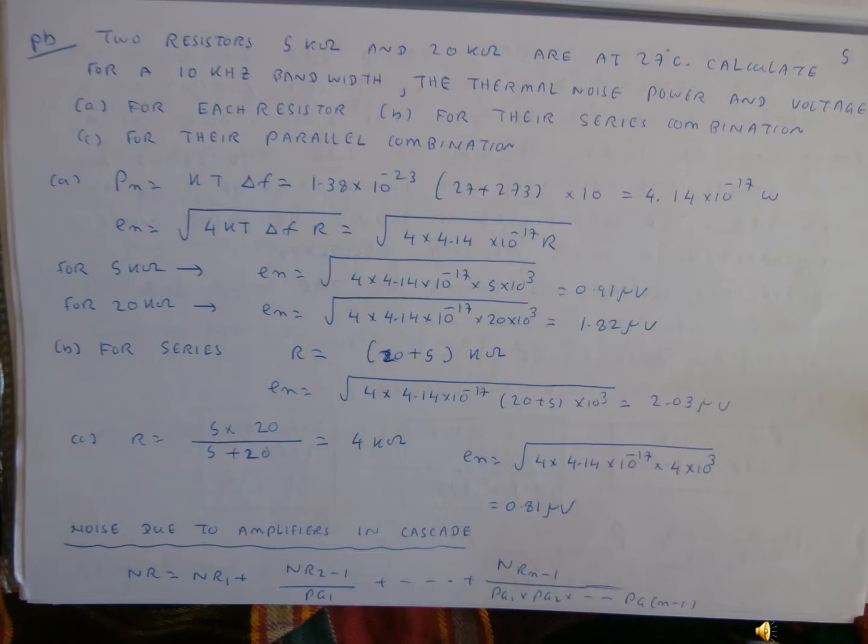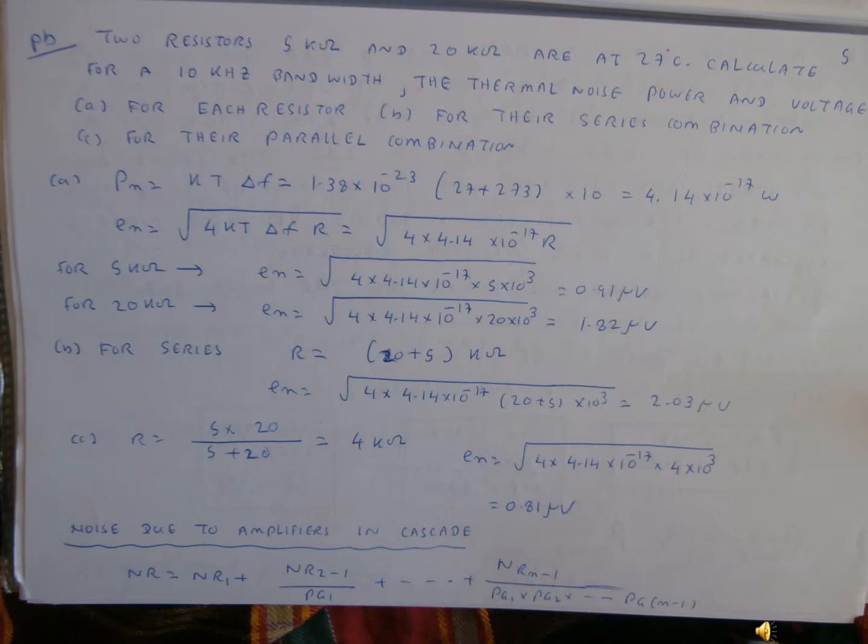For the parallel combination, R equals 20 multiplied by 5 divided by 5 plus 20, so 4 kilo ohm. E n equals the square root of 4 multiplied 4.14 multiplied 10 power minus 17 multiplied 4 multiplied 10 power 3, so 0.81 microvolt.